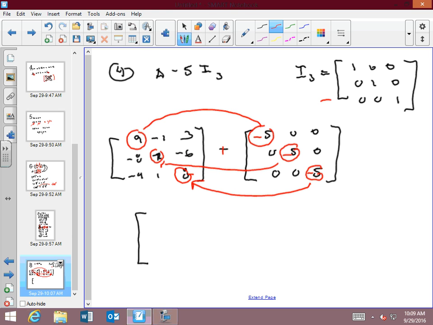Okay, so I'm just going to write the result down here. The first row, first column is going to be 4, and then it's going to be minus 1, 3. Then it's going to be a minus 8, and I'm taking a minus 5. 7 minus 5 is 2, and then it's a minus 6. And then it's a minus 4, 1, and 3.